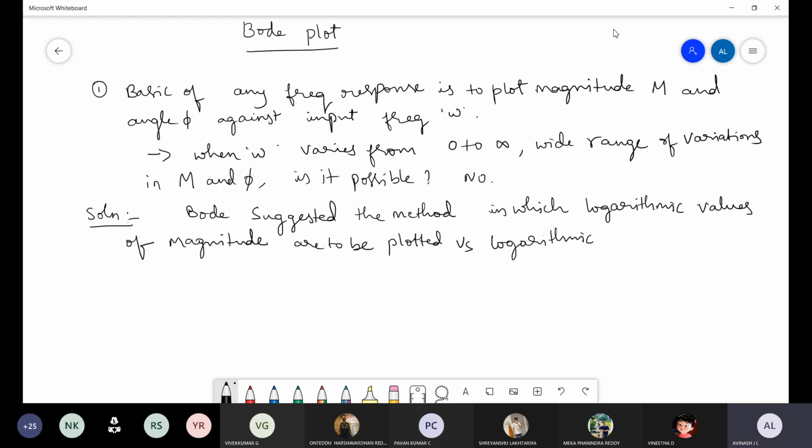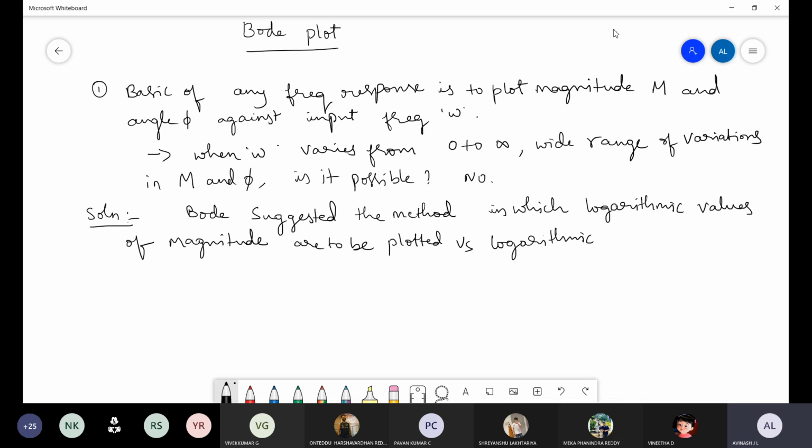Today is somewhat of an afternoon class, no? That is why I'm just giving the introduction. If it were a morning class, I would have taken the numericals. From next class onwards, I will be taking the numericals. Today I'll just give the introduction about the Bode plot.